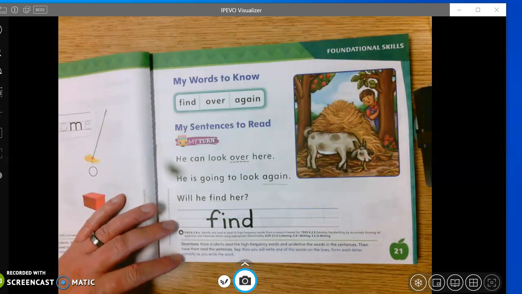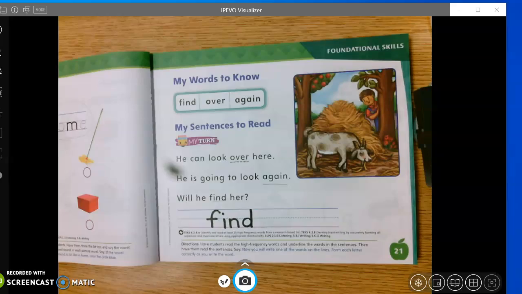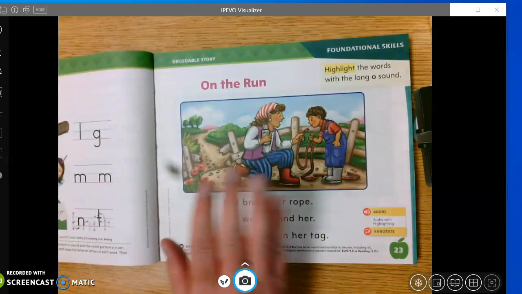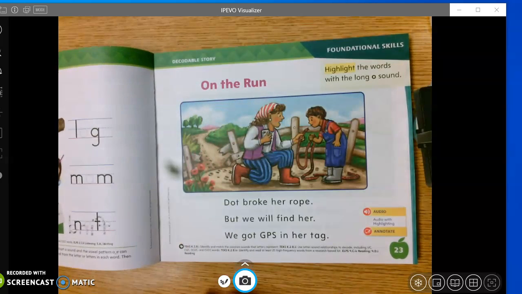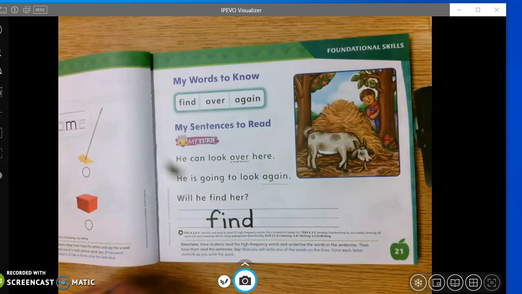All right, boys and girls, so we're going to select one of those words to write. And we have done our work for today in reading. I'm just going to turn the page. We're not going to do it today, but starting tomorrow, we're going to read this story right here, On the Run. We're going to have fun reading the story and looking for some words with a long O sound. Boys and girls, thank you for joining me today for reading.